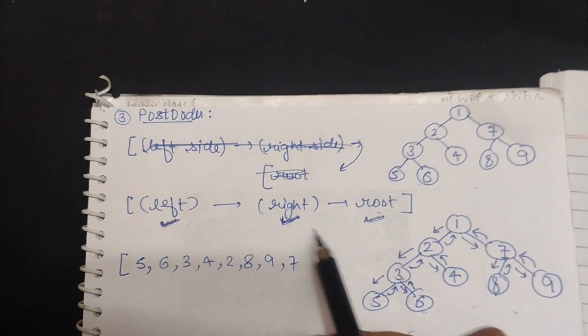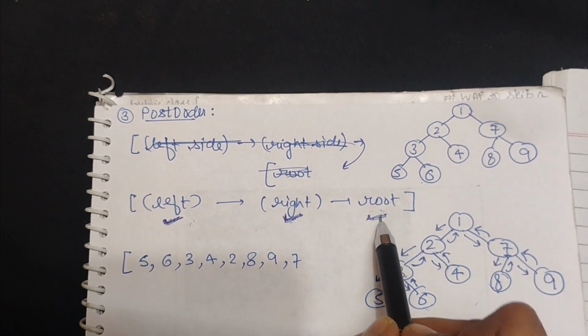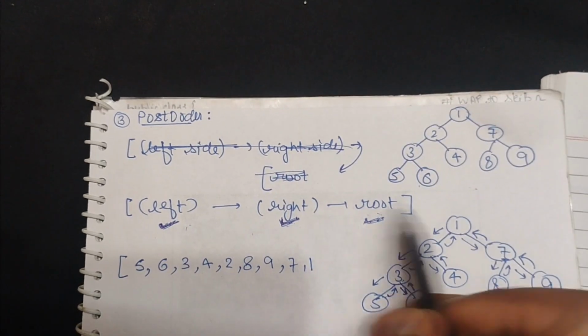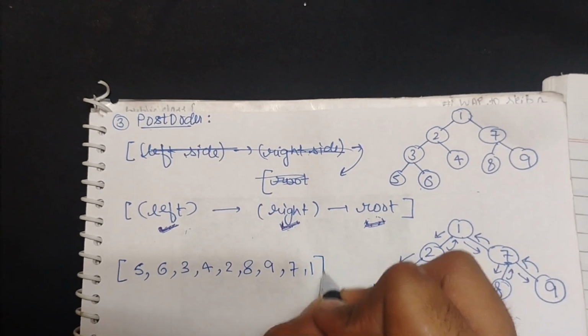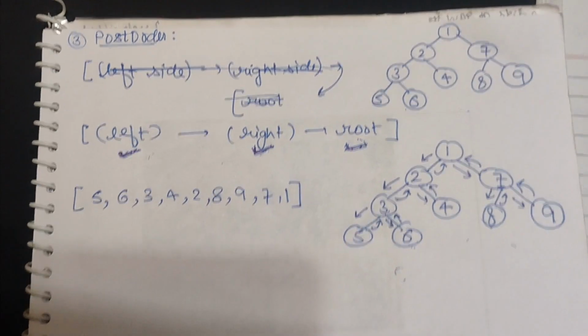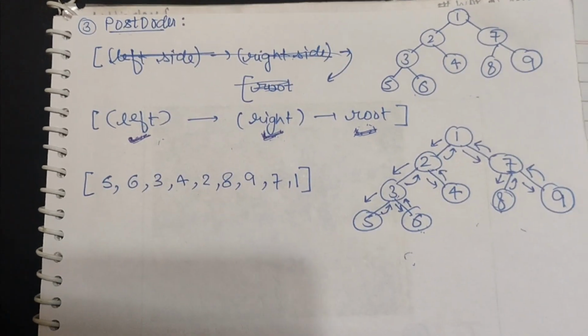1 has completed left and right. Last thing, that is this, will print 1, and for 1 all these 3 are executed. So that's our recursion call done. Similarly I'll write the code as well.